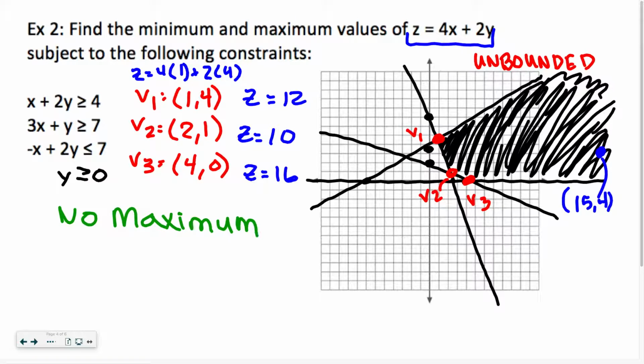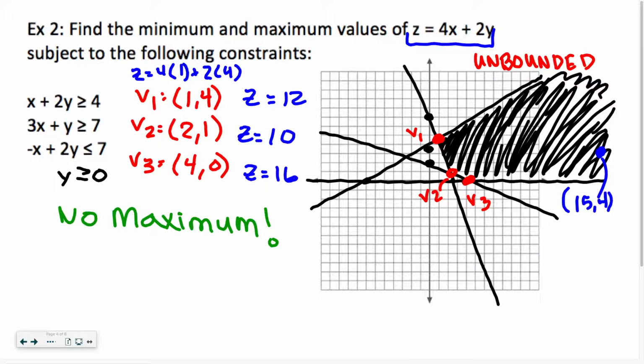Sometimes it may not have a maximum or a minimum. Sometimes it might just be missing one of them. This one is definitely missing a maximum. As for the minimum, you kind of got to reason through this.